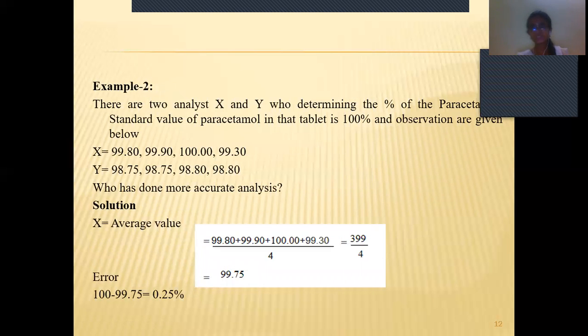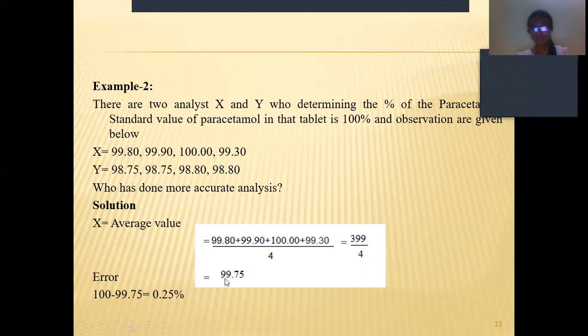See here, I will explain it again. Let's assume X and Y are doing an experiment upon paracetamol to find the percentage. The 100 percent is the true value, which we should get after doing the experiment. These two persons have got different values: 99.80, 99.90, 100, 99.30, 98.75, 98.75, 98.80 and 98.80.